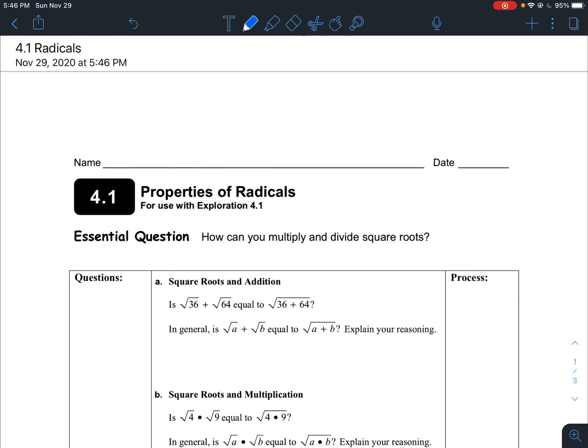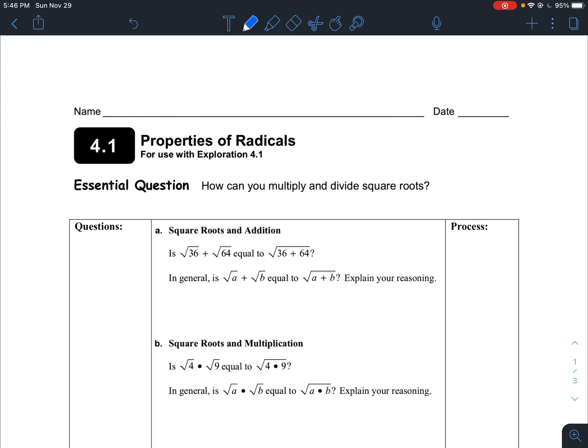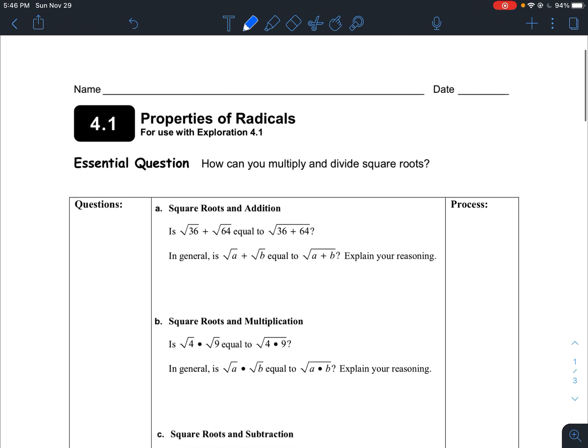Hey, what's up guys? This week we're covering 4.1 and 4.2. 4.1 should be fairly similar since we've already covered radicals to some extent in section 1 in chapter 1. So now we're just going to go over a little bit more on what we can do with radicals or square roots or cube roots.